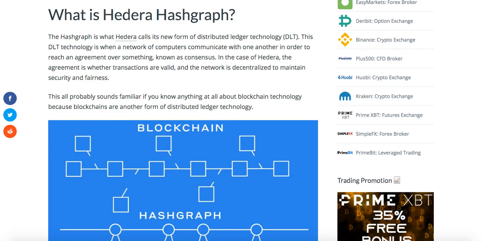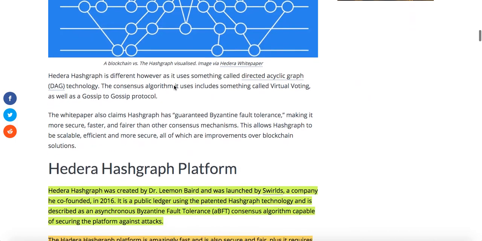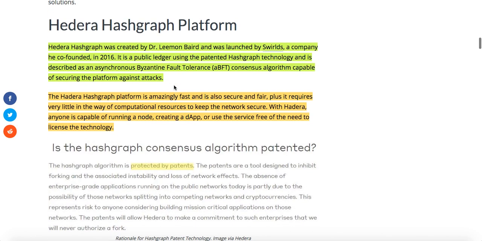The Hashgraph is what Hedera calls its new form of distributed ledger technology, DLT. This DLT technology is when a network of computers communicate with one another in order to reach an agreement over something known as consensus. In the case of Hedera, the agreement is whether transactions are valid, and the network is decentralized to maintain security and fairness. This all probably sounds familiar if you know anything at all about blockchain technology, because blockchains are another form of distributed ledger technology.